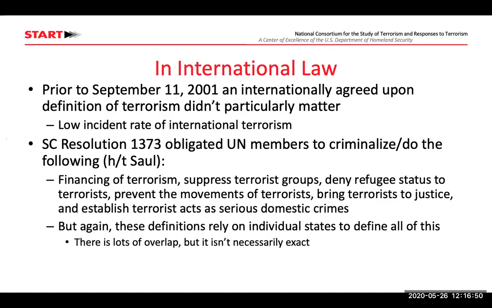Now, one of the faults, as I see it, and as others see it, with 1373, is that what this means is that each individual state gets to make their own laws and gets to designate their own groups, whomever they decide, as a terrorist entity. Now, there's a lot of overlap in how states define these things, particularly in the sanctions lists, but the overlap is not complete. So there are these disagreements, at least on paper, over what does and what does not constitute a terrorist group or entity internationally.